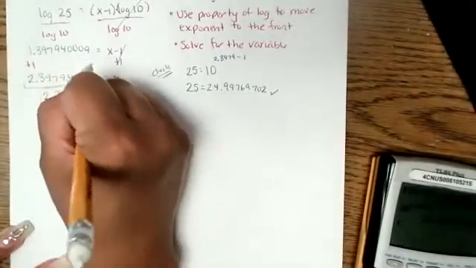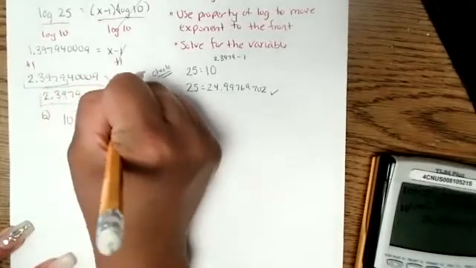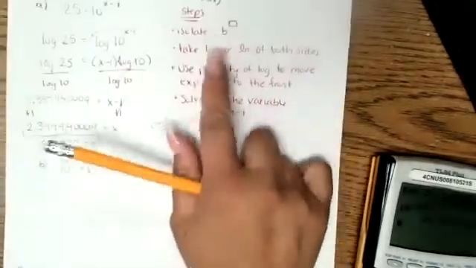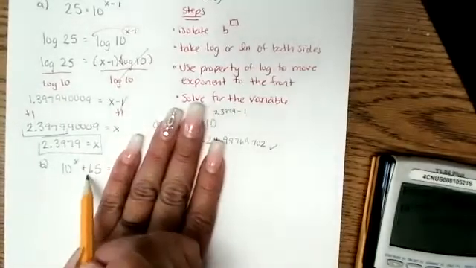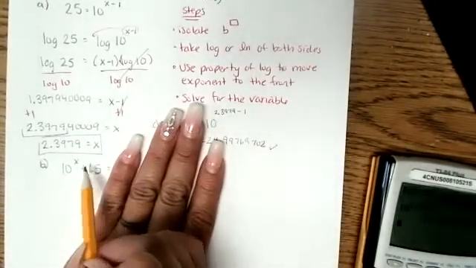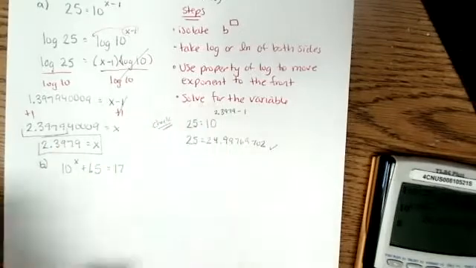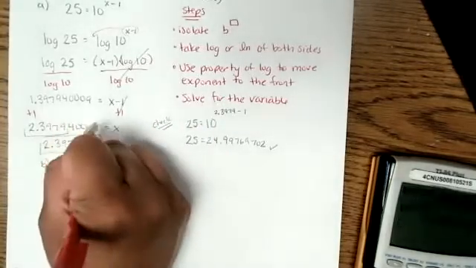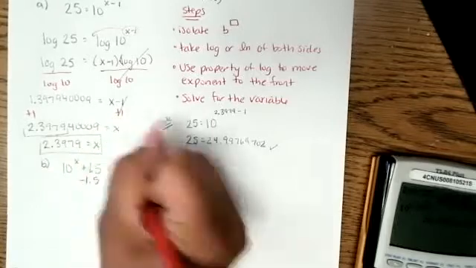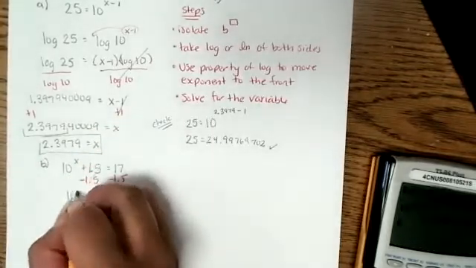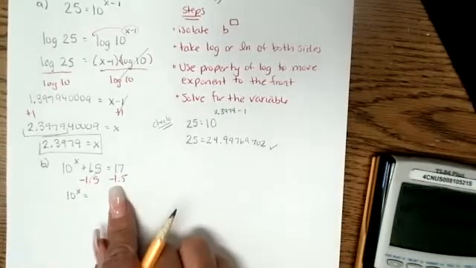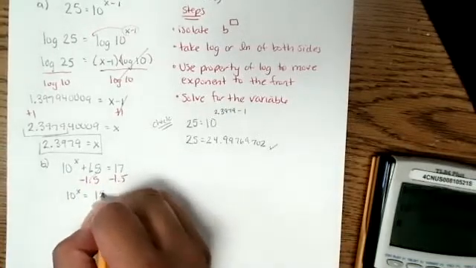Let's go ahead and solve another one. Remember, you have to isolate the base with the exponent. Now, you see how this says plus 1.5? I need to put that to the other side. So I'm going to go ahead and subtract the 1.5. So now I'm left with 10 to the x power equals 17 minus 1.5, which is 15.5.